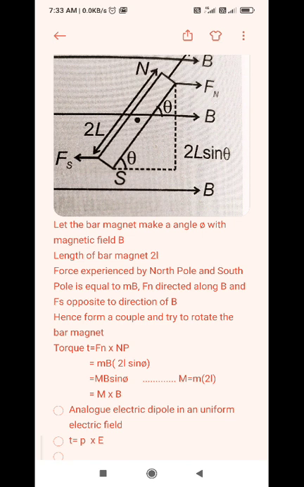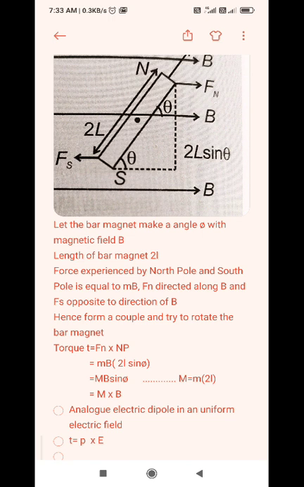The perpendicular distance NP is equal to 2L sine theta. So torque is equal to the force mB into 2L sine theta. So small m and 2L, that gives us the magnetic dipole moment. So that is MB sine theta. We can write it in vector notation as M cross B.